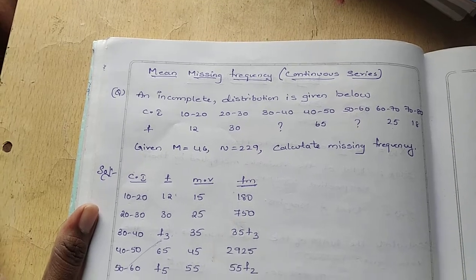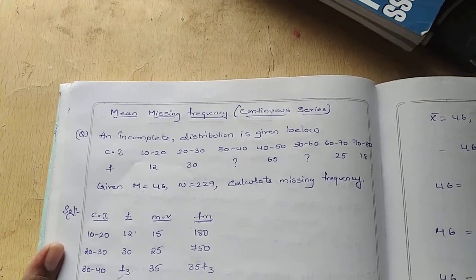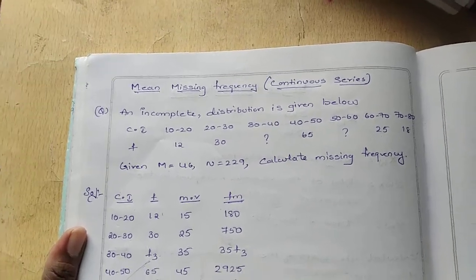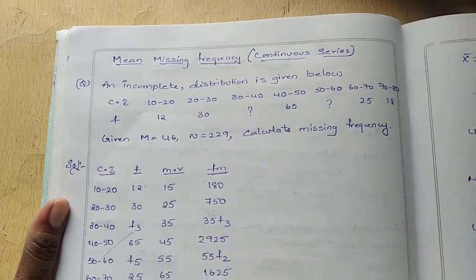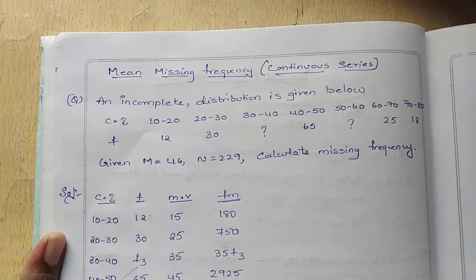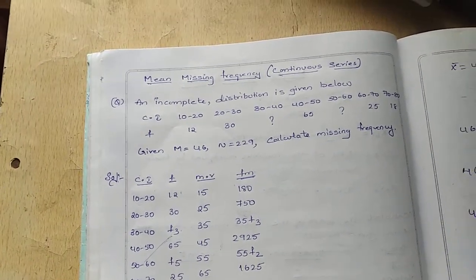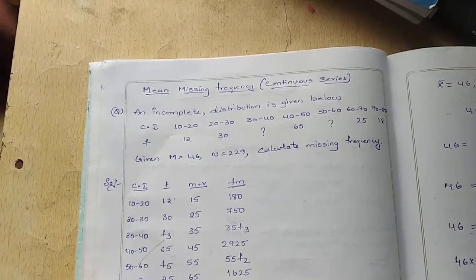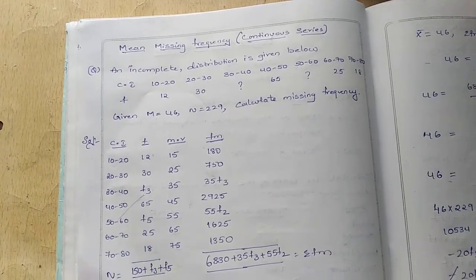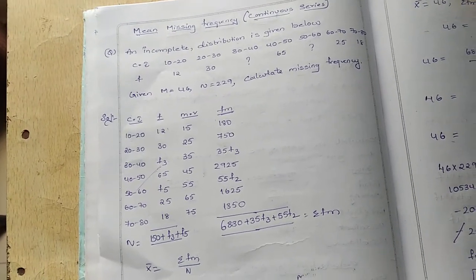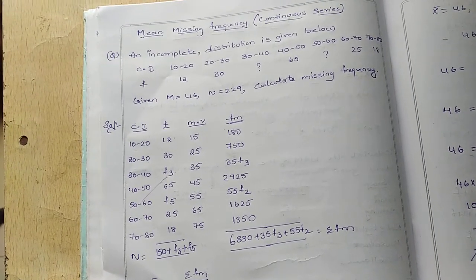Listen carefully. In case of double missing frequency, the calculation part will be more. If you are not able to understand, watch the video once again and then do the problem. It is a very important question. Same as in the continuous series, we do the mean in that way only, but here I am using the direct method formula.